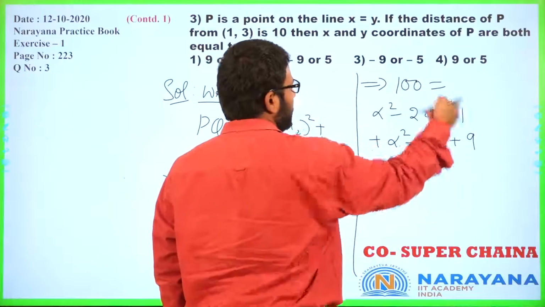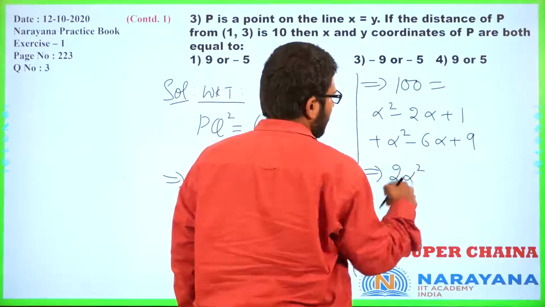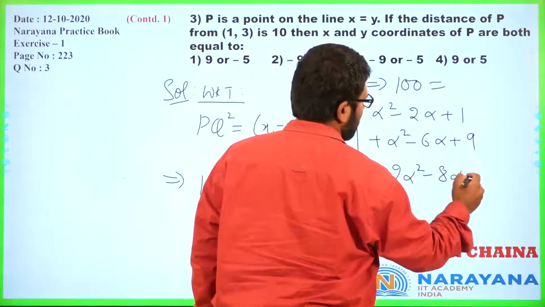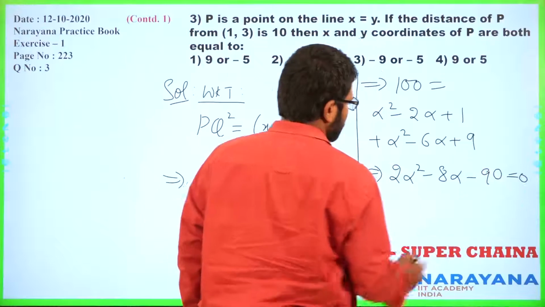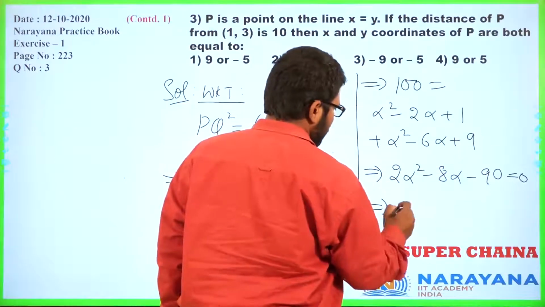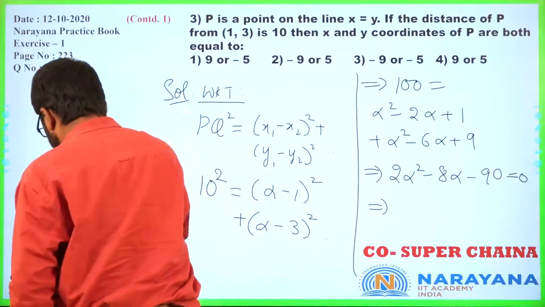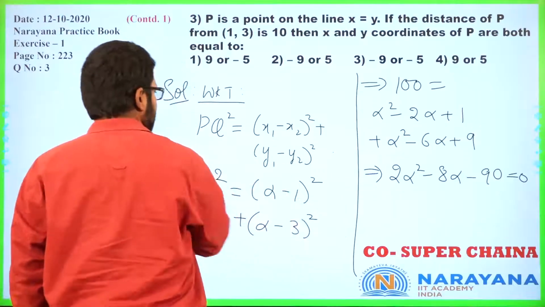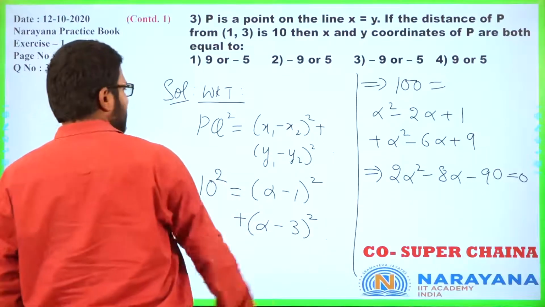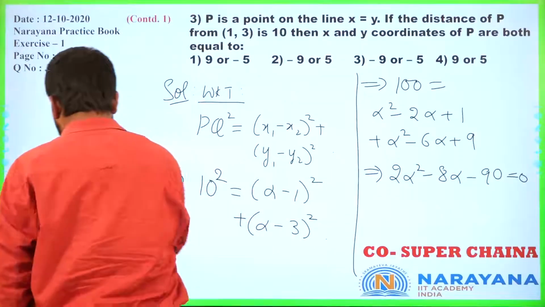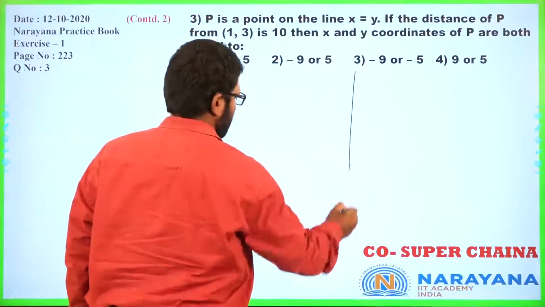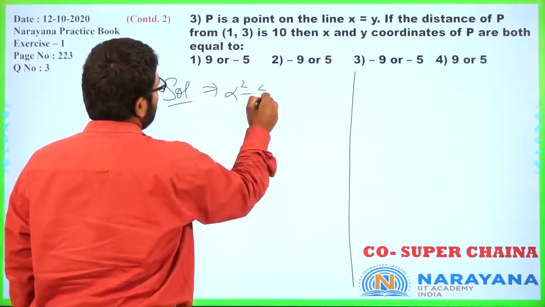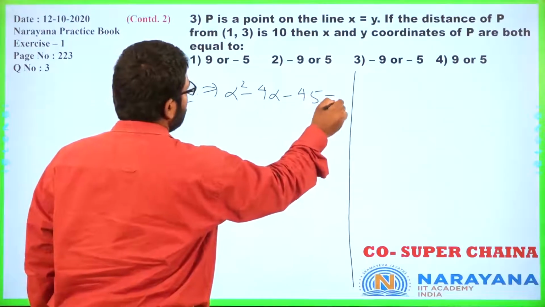which means bring the 100 here, 2 alpha square minus 8 alpha plus 9 and then minus 100, so minus 90 equal to 0. I think I can remove a 2, let us just write it on the next page itself. So when I remove a 2, it becomes alpha square minus 4 alpha minus 45, which means alpha square minus 4 alpha minus 45 equal to 0.